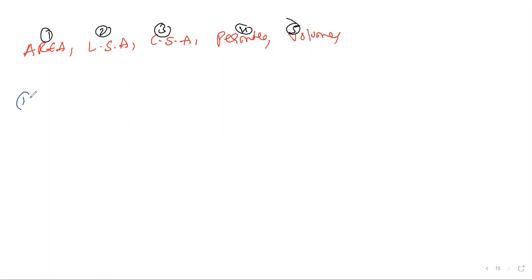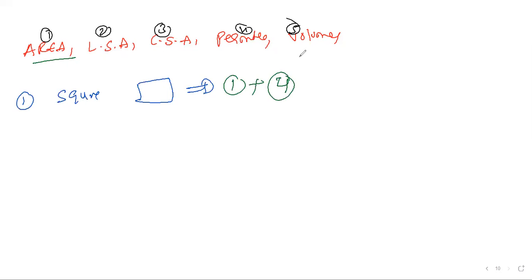I'll take one example. I'll take a square. వీటికి ఏమేమి ఉంటుందో మీరు చెప్పాలి మీరే. స్క్వేర్ కి ఏముంటుందండి? ఏరియా ఉంటుంది కదా. లాటరల్ సర్ఫేస్ ఏరియా ఉంటుందా? ఉండదు. లాటరల్ సర్ఫేస్ ఏరియా అంటే సైడ్స్ ఎత్తుగా ఉంటాయి, వాల్స్ ఉంటాయి. పేపర్ కి ఉంటాయా? ఉండవు. కర్వ్డ్ సర్ఫేస్ ఏరియా ఉండదు. Next perimeter ఉంటుంది. It definitely has perimeter, 4 sides. వాల్యూమ్ ఉంటుందా? It doesn't have a volume. No.